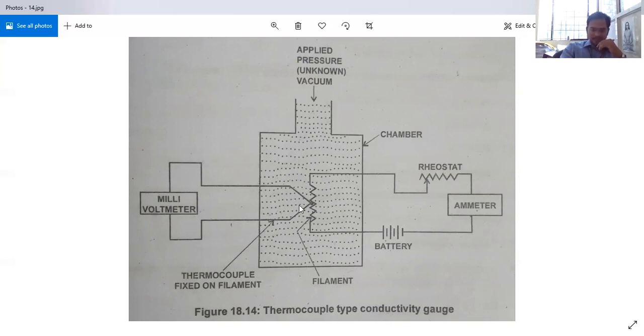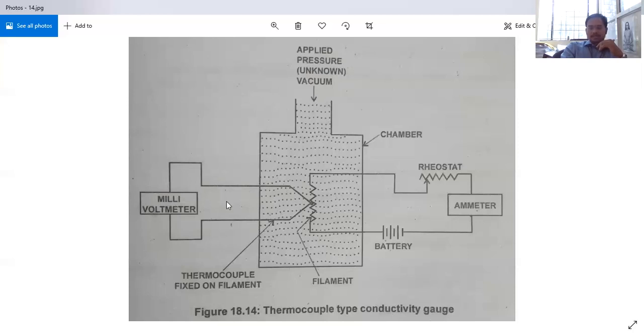When the temperature is changing, the thermocouple which is fixed on the filament will record, in its circuit, whatever voltage or current is passing through the circuit. So based on the current passed through the circuit, the pressure of the applied measurand will be known.